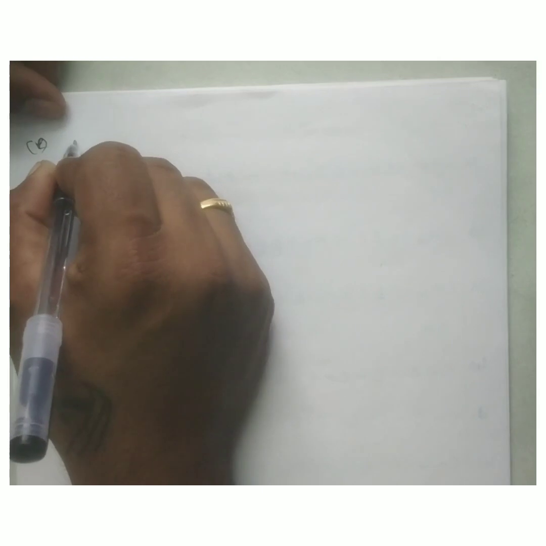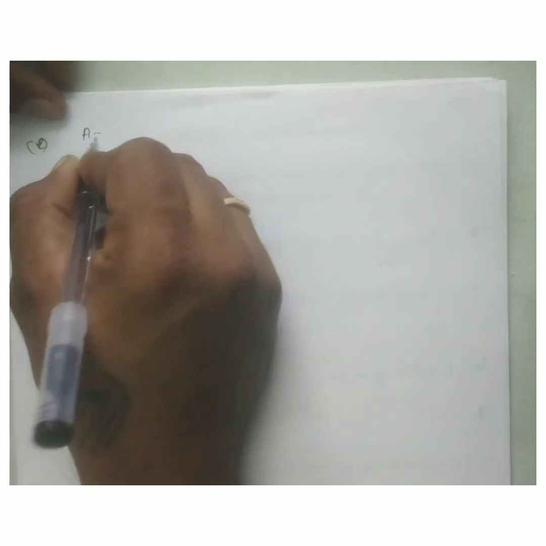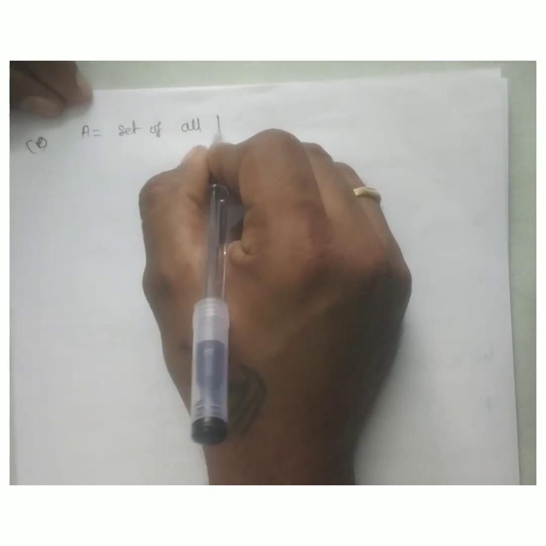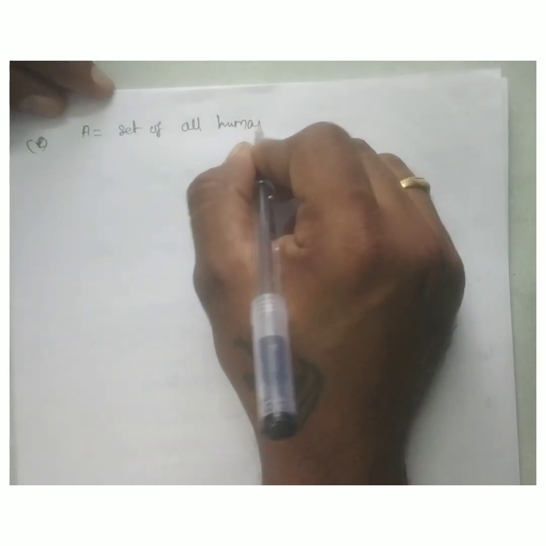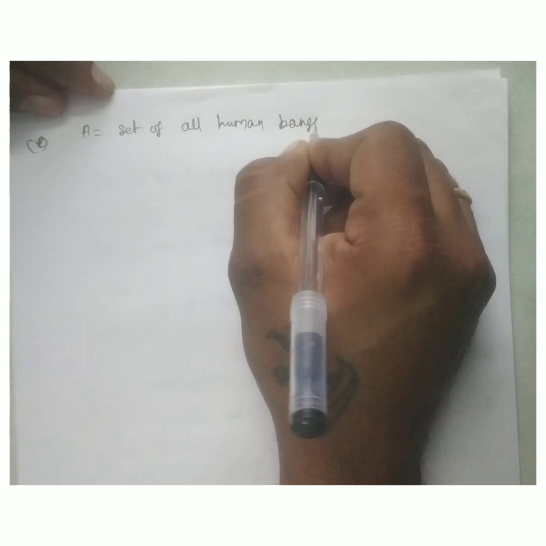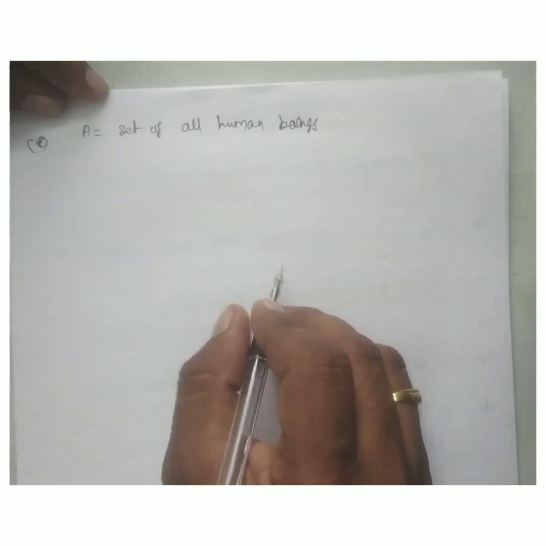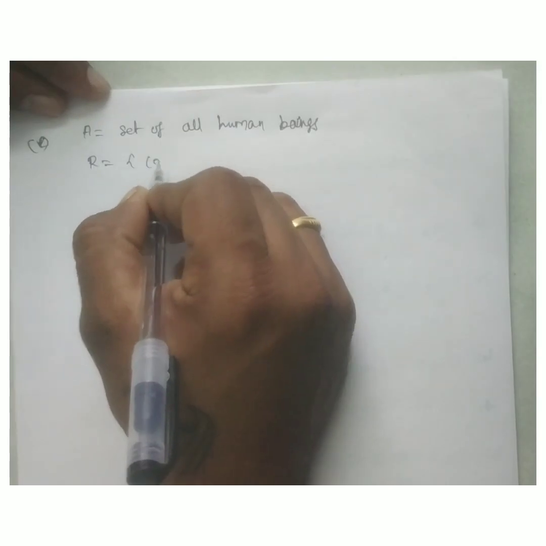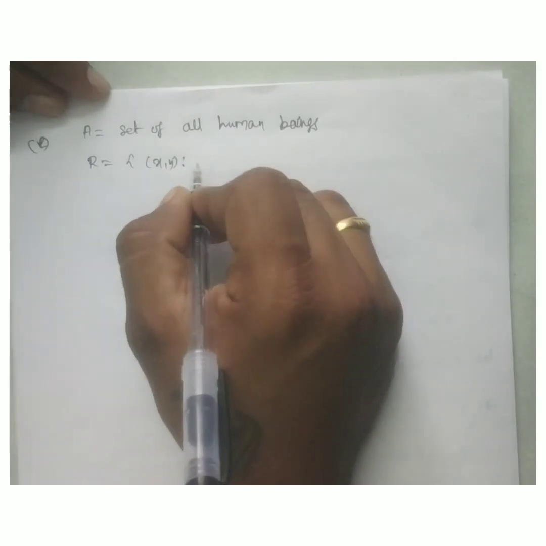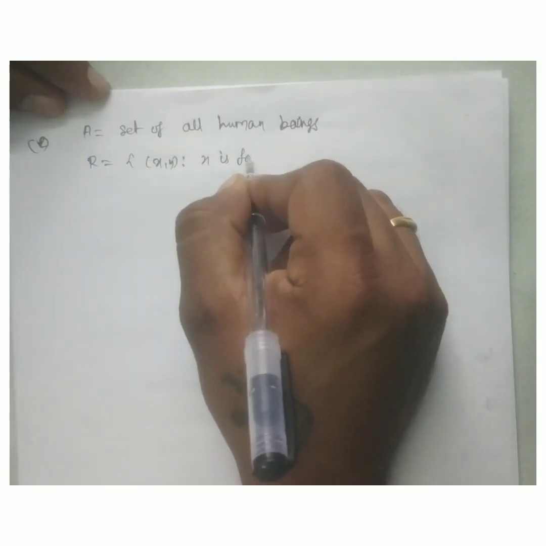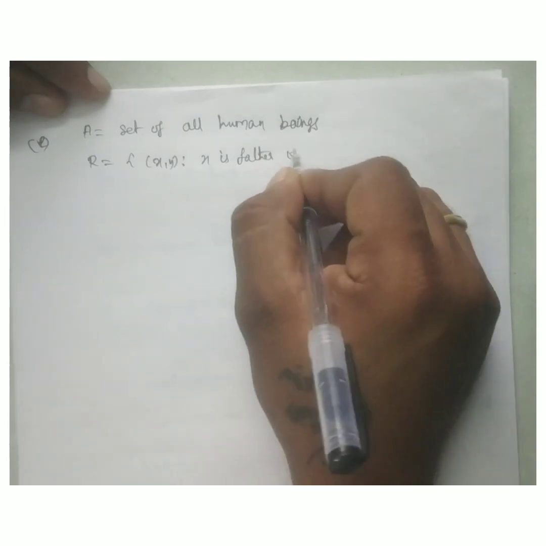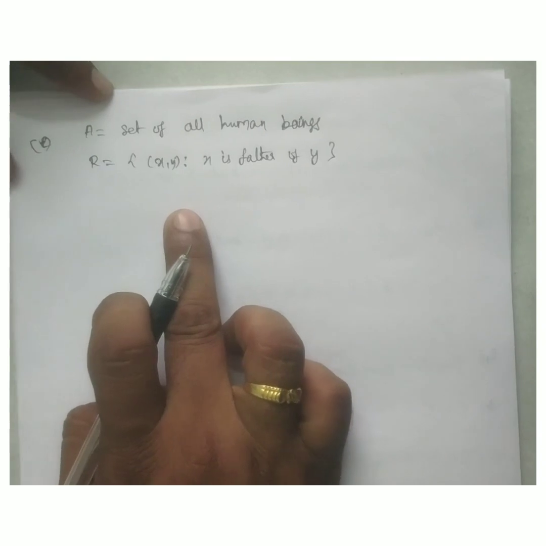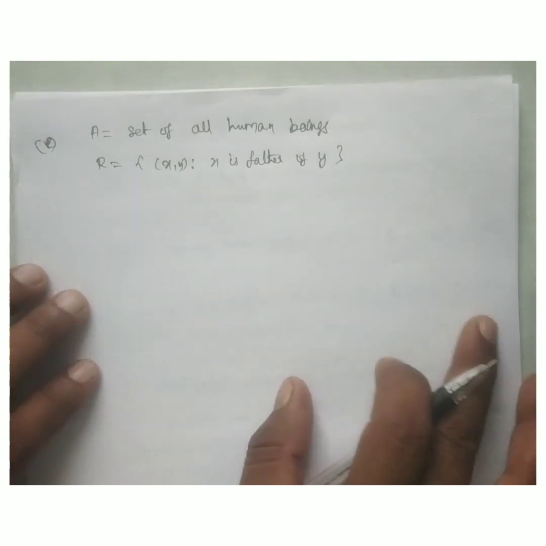Question E. Set A is given as the set of all human beings, and relation R is given here. What does the relation mean? R is the set of pairs (X, Y) such that X is father of Y. This is the same problem discussed yesterday, that type of model question.